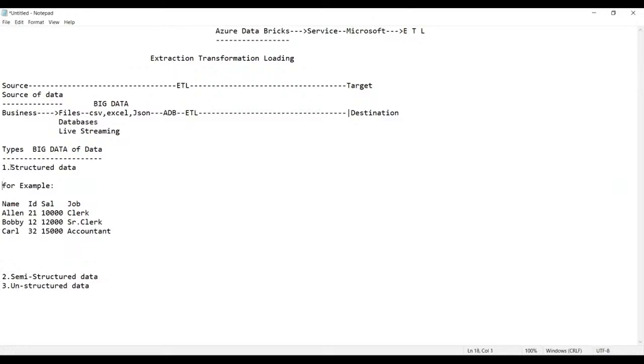Now the turn comes for the semi-structured data. I'll show you guys. Semi-structured data is nothing but the data which is recorded in the following type of files, like a JSON file. Then we have XML file, etc. Suppose the same data above, I'll use it and I'll write the JSON file.